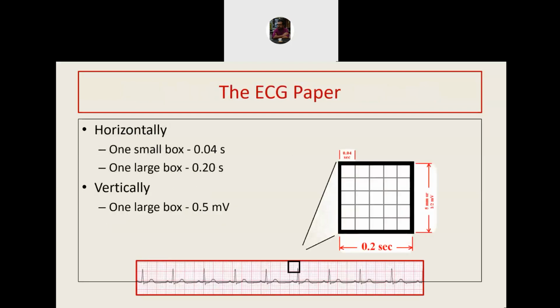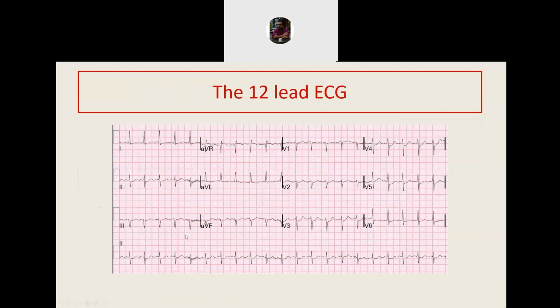The ECG paper is calibrated in such a way that each millimeter on the x-axis represents 0.04 second and each millimeter on the y-axis represents 0.1 millivolt. This is how the standard 12 lead ECG looks with the 12 leads printed. Lead 2 is taken as a long recording for recording of the rate and rhythm, so it is also sometimes known as the rhythm strip or the long lead 2.